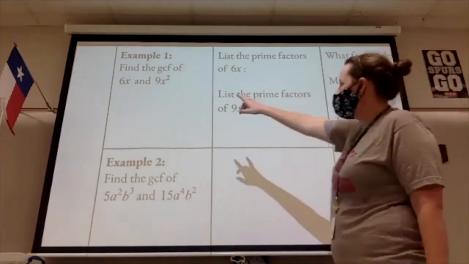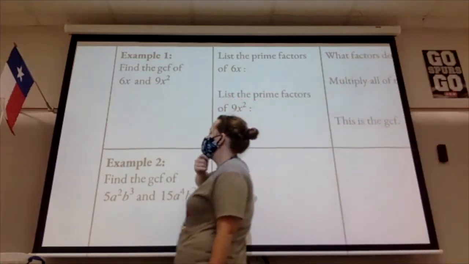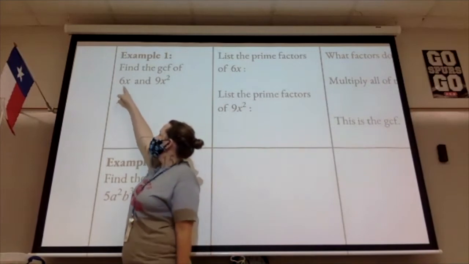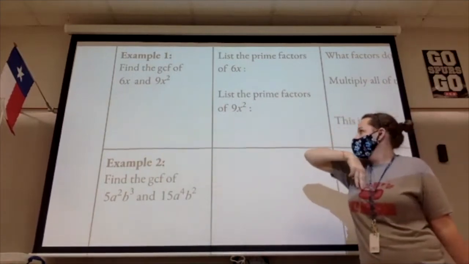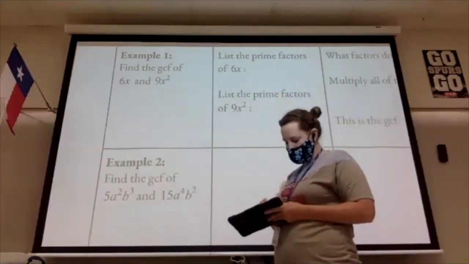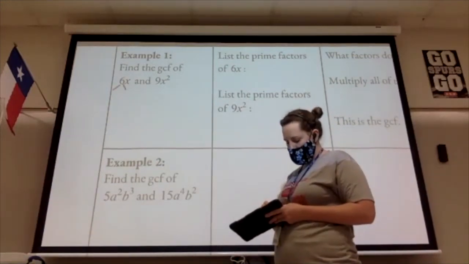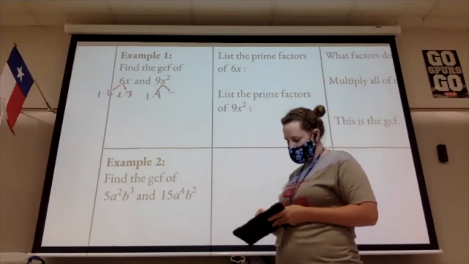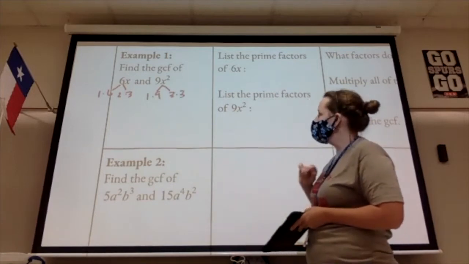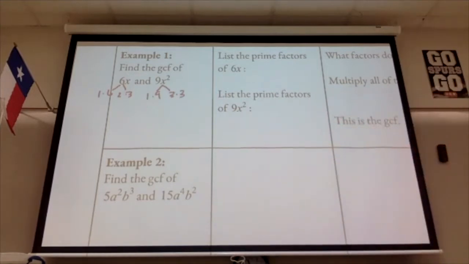Okay, so the GCF of 6x and 9x squared. What is the largest factor of 6 and 9? What's the largest? 3, okay? Because factors of 6, we could say 6 you can get by 1 times 6 or 2 times 3, right? 9, you have 1 times 9 or 3 times 3. So the biggest number they have in common is the 3.